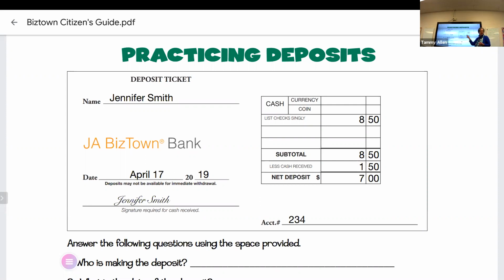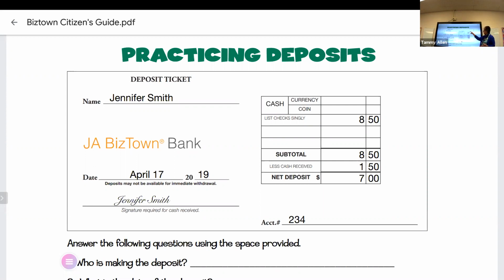These are if you're making deposits. Does everybody understand that? So let's say you do some yard work for somebody and they wrote you a check and you want to deposit it in your account. Then you would list it here. That's not if you're writing a check to somebody. That's if you are receiving a check and you want to put it in your account.